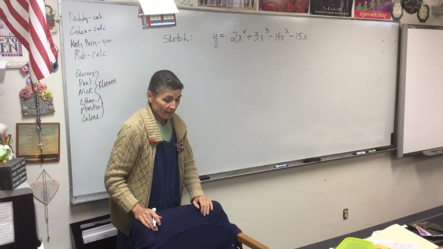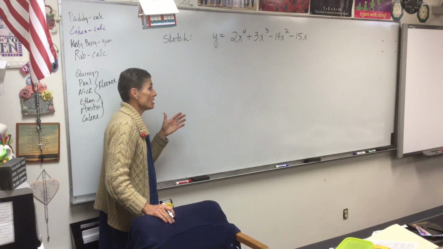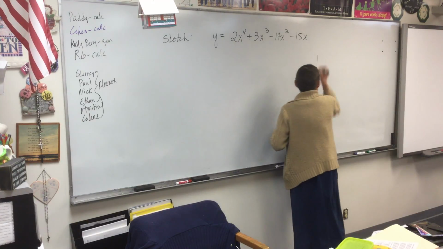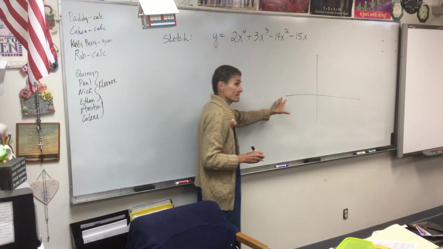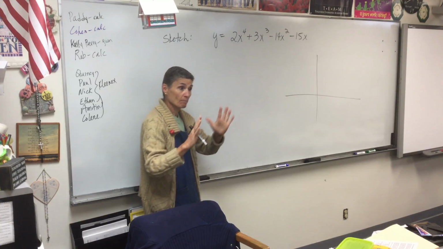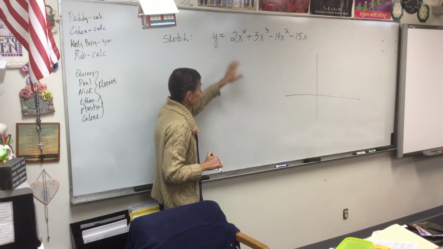We need to get this factored. Would everybody agree? You remember enough? I know it's been several days, but you remember that if we're going to graph it, we need to know where the x-intercepts are, right? Where we cross the x-axis, and the x-intercepts come from the factors. So somehow we have to get that thing factored.